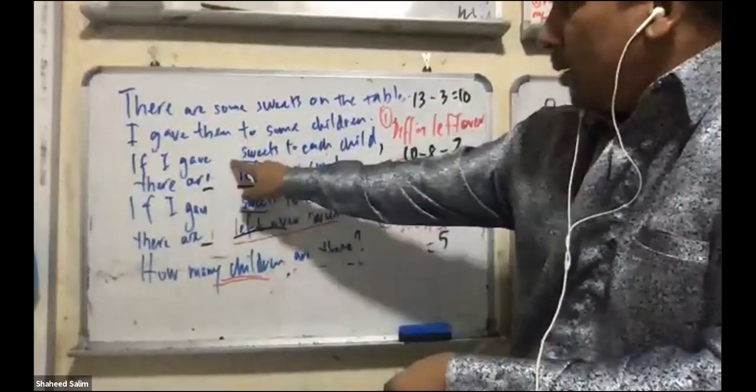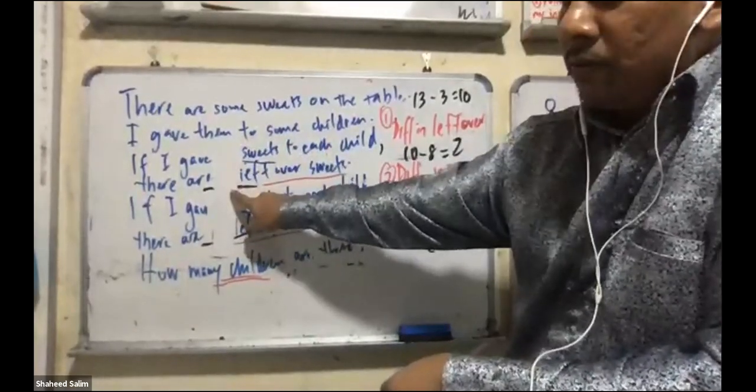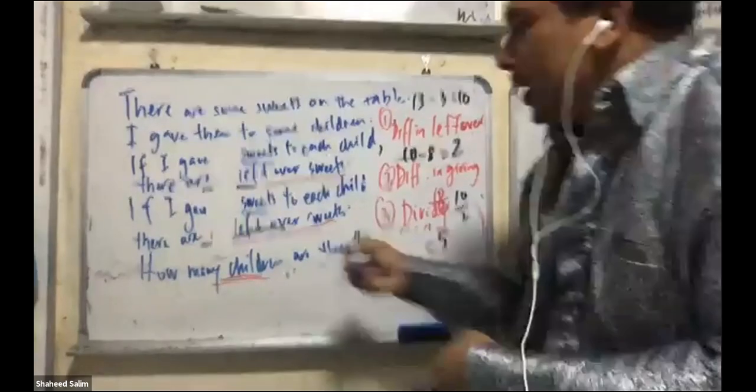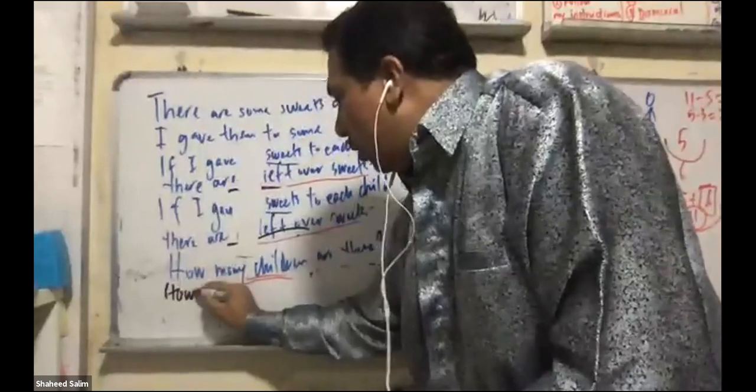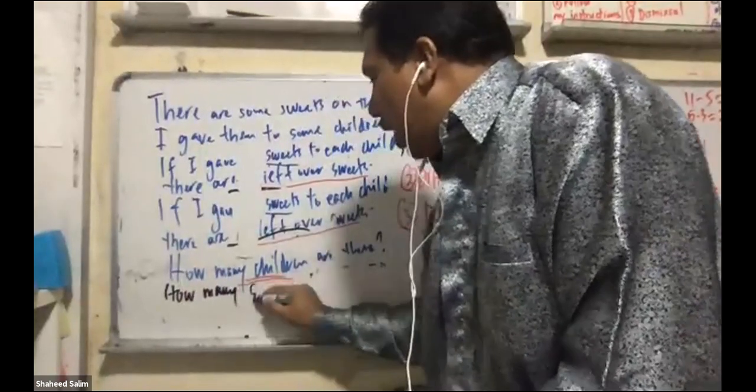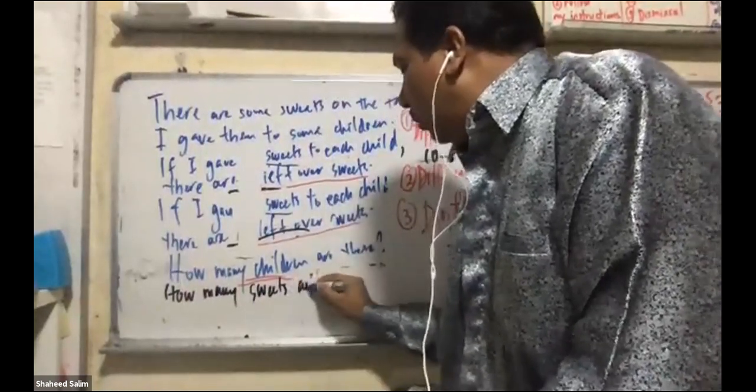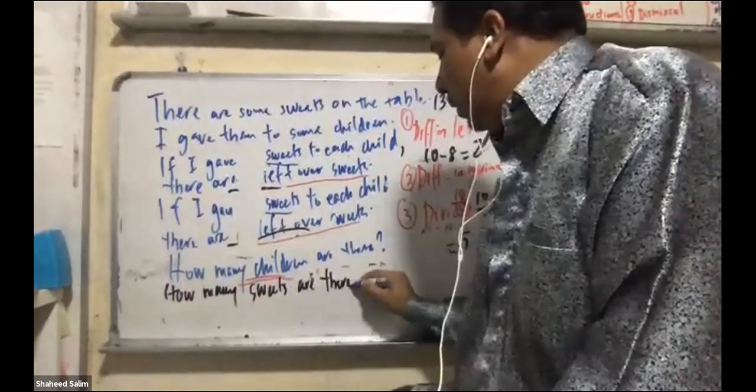To find the sweets, we times the number of children by the number of sweets, then plus the leftover. Okay, so we try now. This time I add another question. How many children are there? How many sweets are there? You must find both.